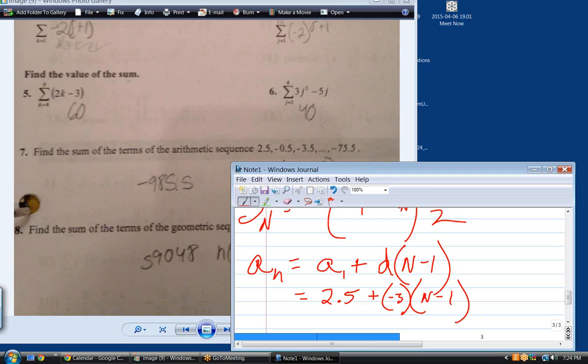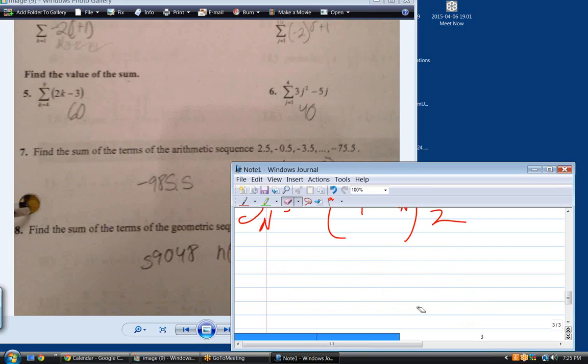Now, let me think about this for a second. There's another way to figure out n that's actually better. It's not this way. If we think that the first term is 2.5 and the last term is minus 75.5, how many intervals of minus 3 are there? In other words, if I'm going to drop 3 each time, how many times is it going to take me to get to this nth term?